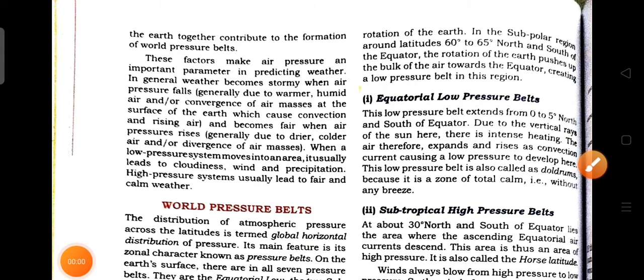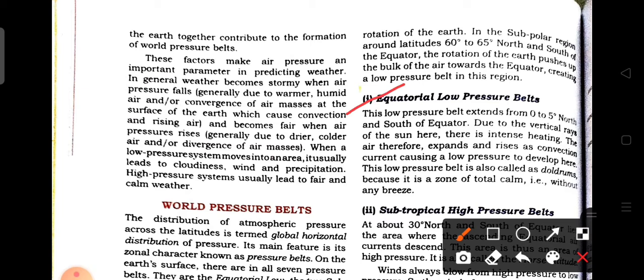So now let's discuss each of the pressure belts. First comes the equatorial low pressure belt. As we know that the equator lies at 0 degree, this low pressure belt extends from 0 degree to 5 degree north and south of the equator. So it means 5 degree north and 5 degree south of the equator.